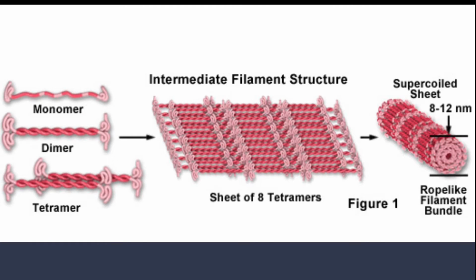There's first a monomer, which is one single intermediate filament protein. This monomer wraps around another monomer to form a dimer. The dimers are able to come together to create a tetramer. Then tetramers bundle together, as we see in the image, and they create the rope-like structure that is the intermediate filament.